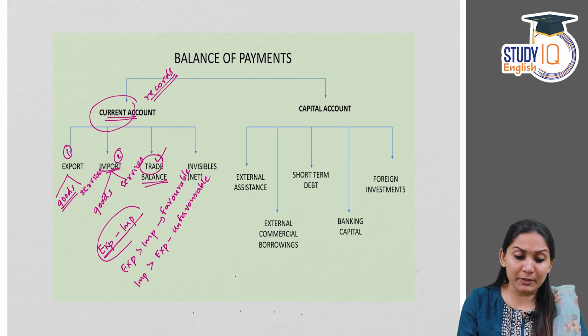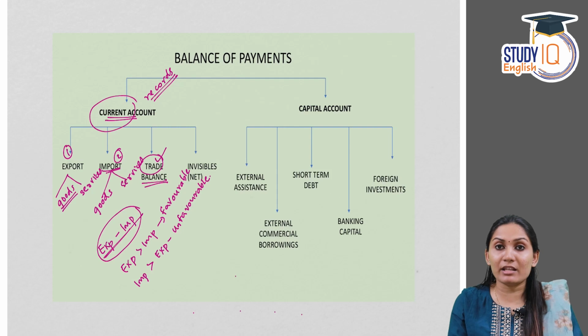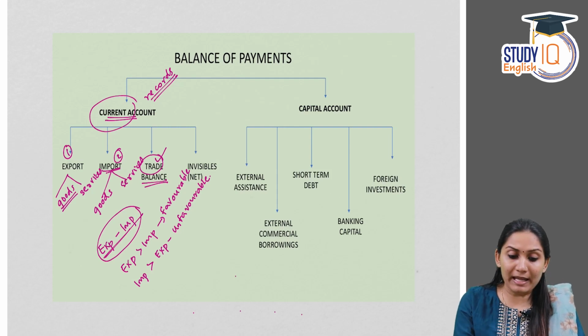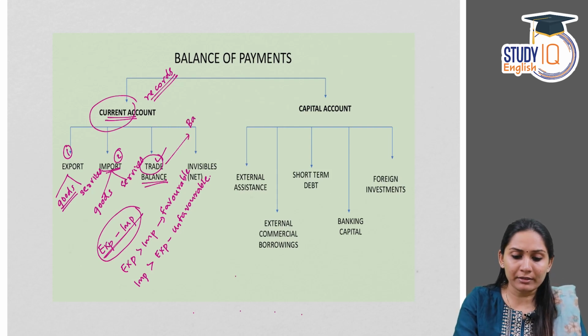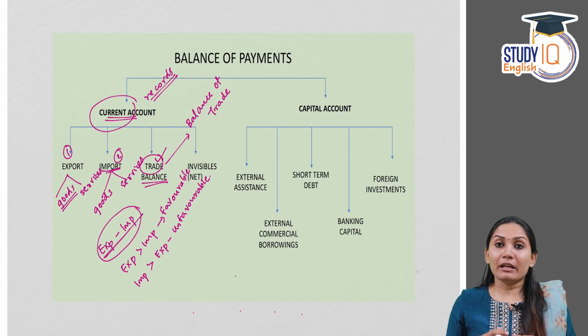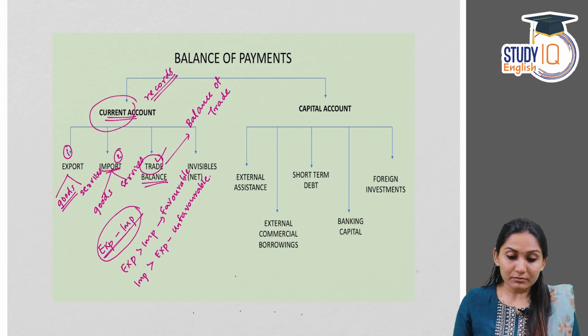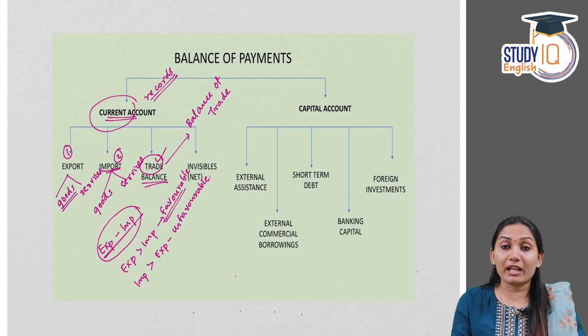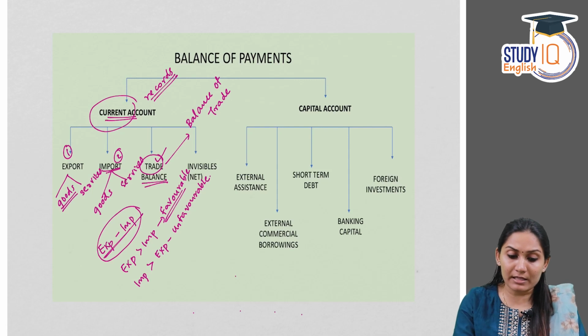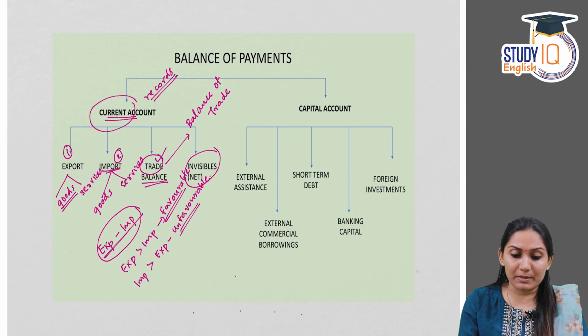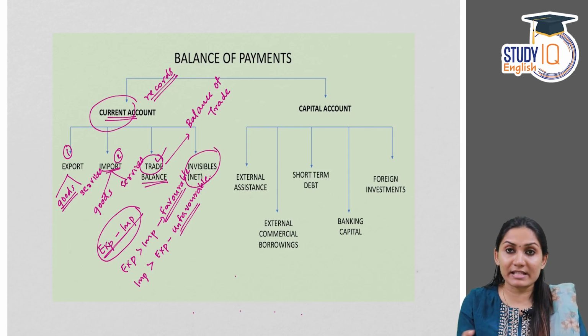So the difference between the exports and imports of a country is also known as balance of trade. Trade balance is also known as balance of trade. Balance of trade can be favorable, unfavorable, or equal. Favorable balance of trade is when the exports are higher than imports. Unfavorable is when the imports are higher than the exports. Then we have net invisibles. We'll come to invisibles in detail. We will see what are the components of invisibles.